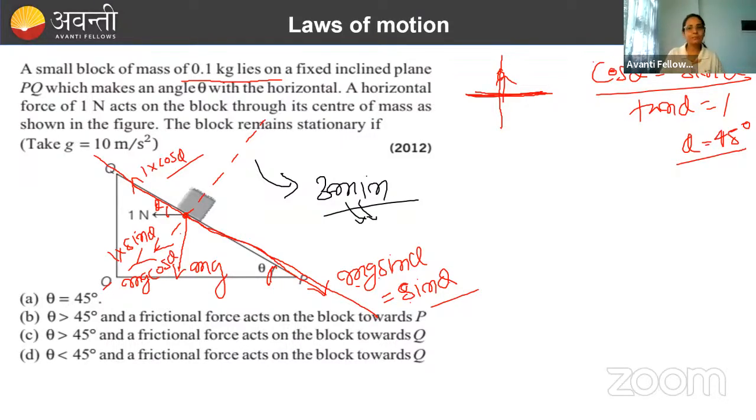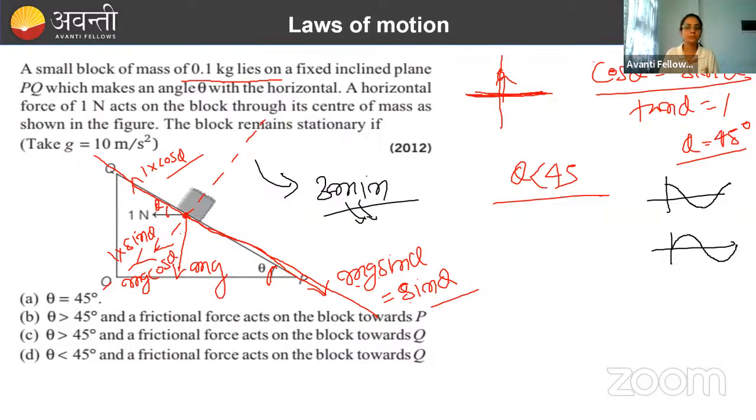Now, let's see if theta is less than 45. What will be the case then? So if theta is less than 45, in that case, we already know that the cos curve seems something like this, and the sine curve seems something like this. So what happens?